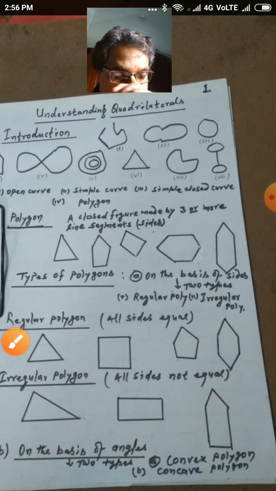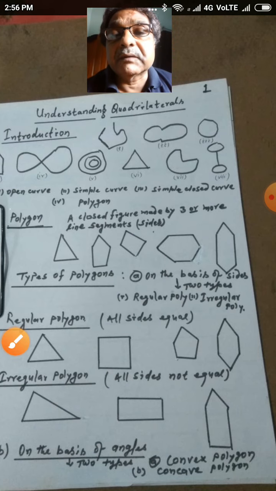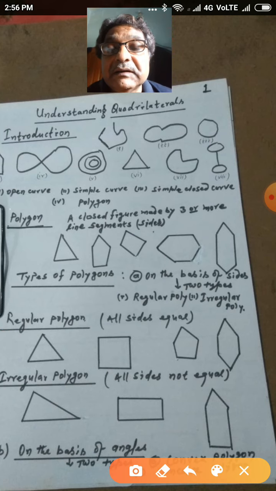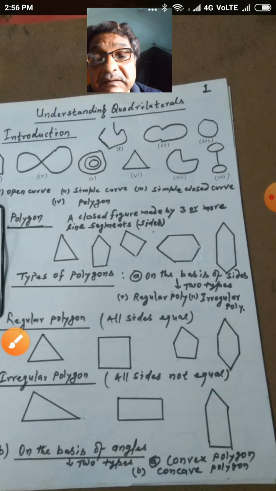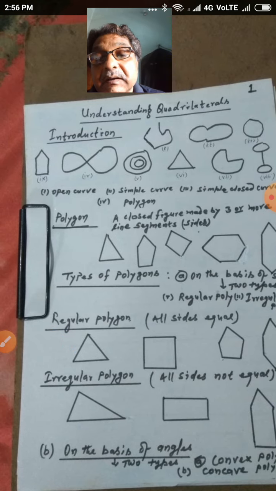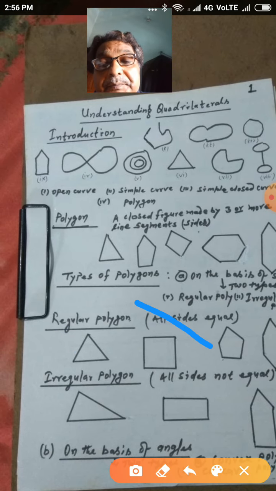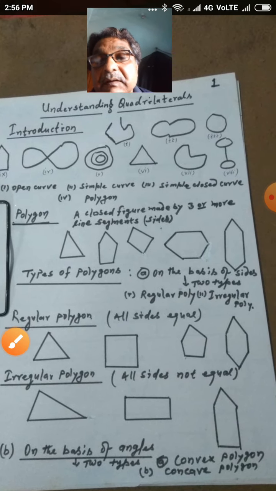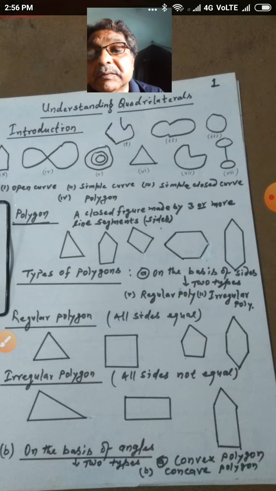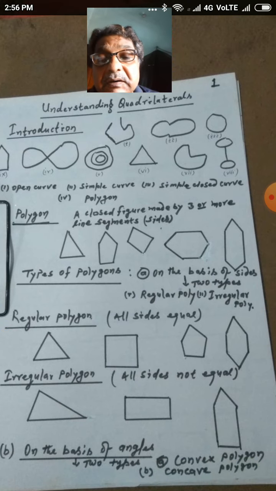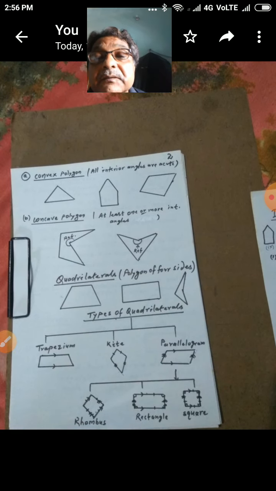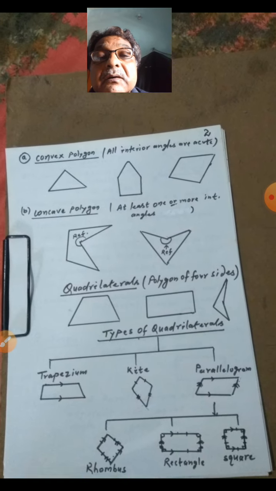Now let us consider the second type of classification on the basis of its interior angles. That's why here it is written that on the basis of angles, we will observe its interior angles. So again on the basis of interior angles, polygons are classified into 2 classes. So let us see what these are. So this page appears now.